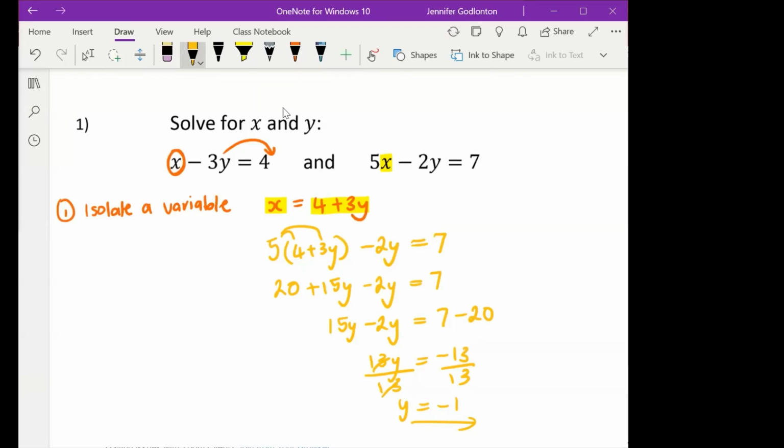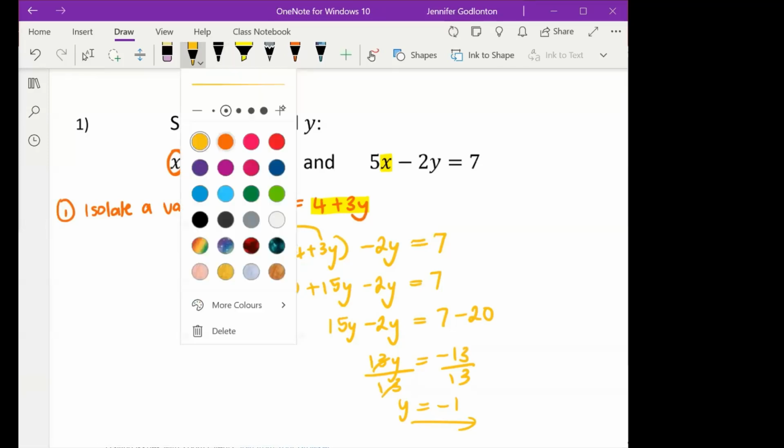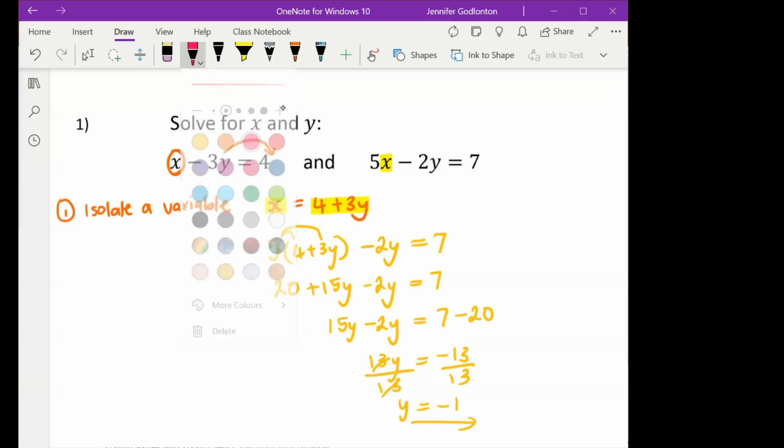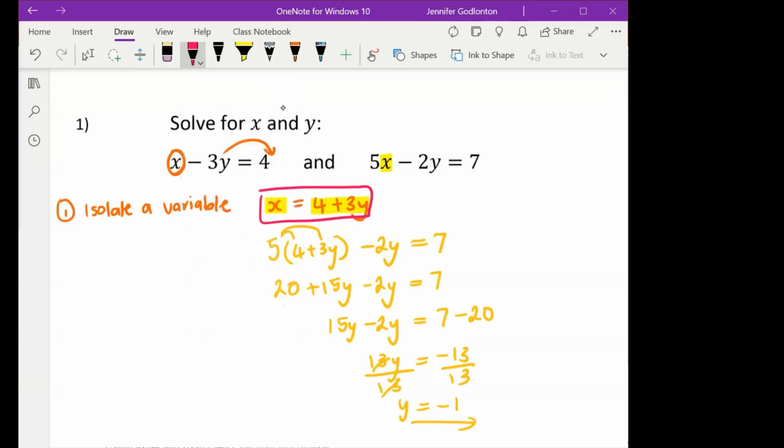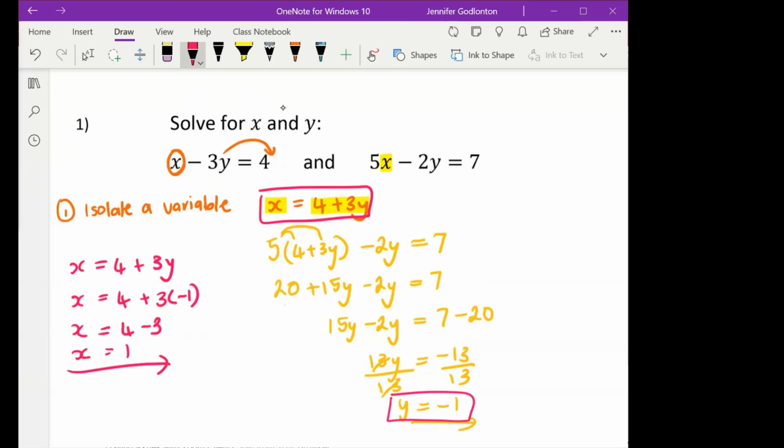Then to find x, we just need to take it back to this stage over here, and just substitute it into that equation. So x is equal to 4 plus 3y, but we know that y is equal to negative 1. So x is equal to 4 plus 3 times negative 1, which is 4 minus 3, which means x is equal to 1. And so y is equal to negative 1 and x is equal to 1.